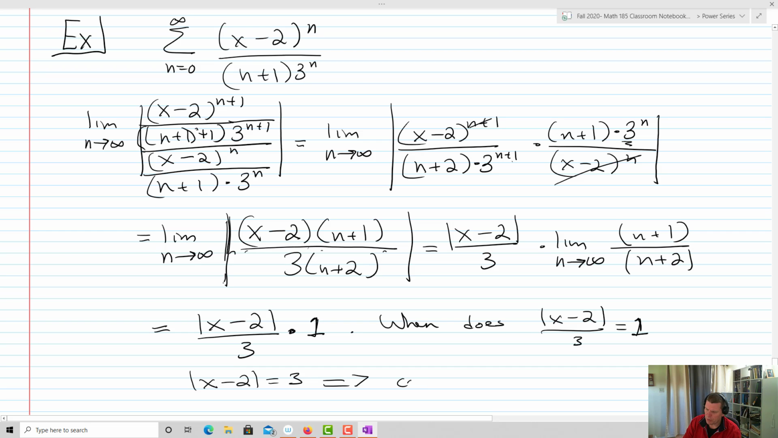And so consequently, r is going to equal 3. So that's our radius of convergence. R is going to end up equaling 3. It's when the absolute value of x minus a is less than r that we have convergence. Well, when x minus 2 equals 3, we have x minus 2 over 3 equal to 1, and that's the threshold for convergence. So when the absolute value of x minus 2 is less than 3, that's when we're going to have convergence.